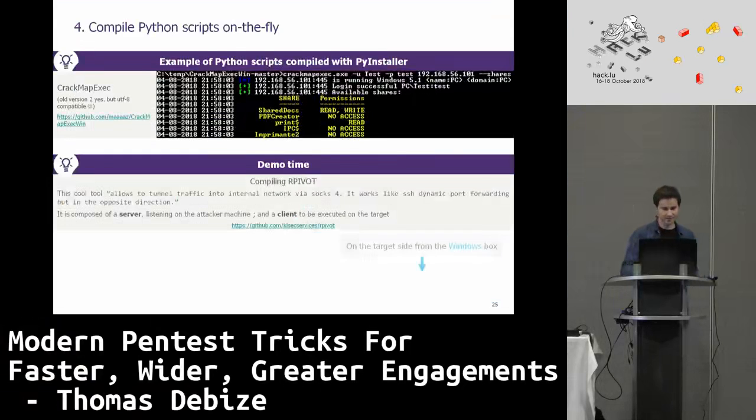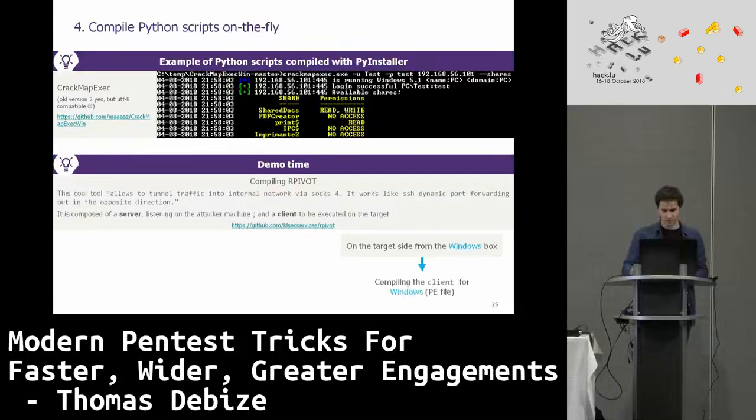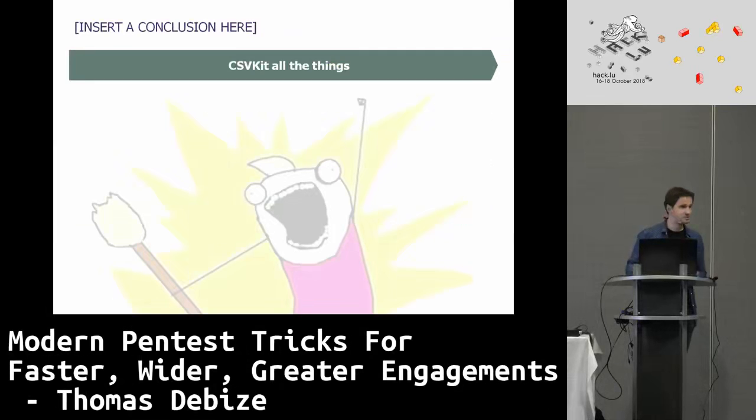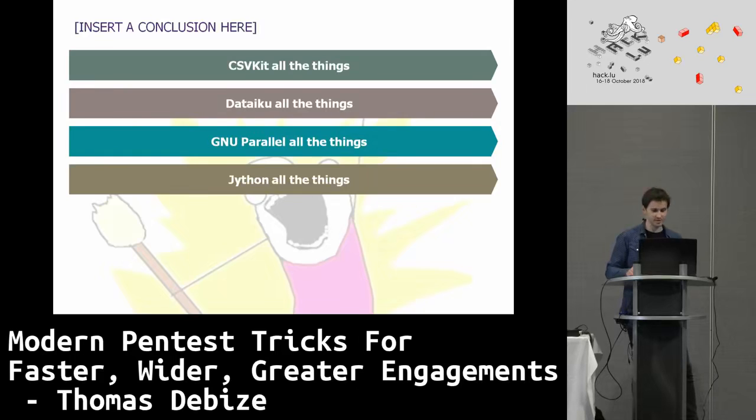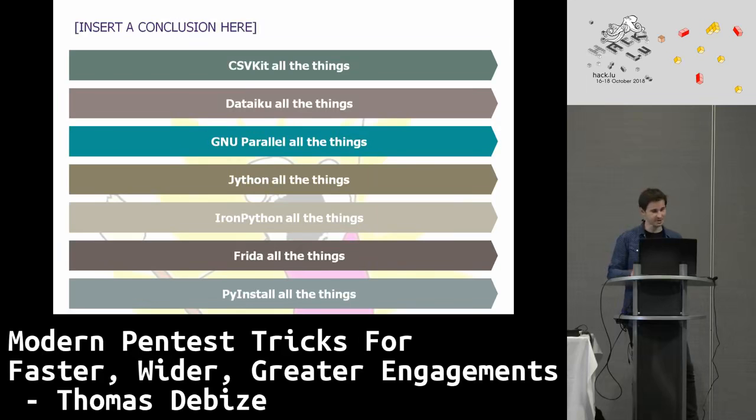So finally, how much time do I have? One minute, okay. As a quick conclusion, it's pretty easy. CSVkit everything, data echo everything, GNU parallel everything, Jython everything, IronPython everything, Frida everything, and PyInstaller everything. Thank you.